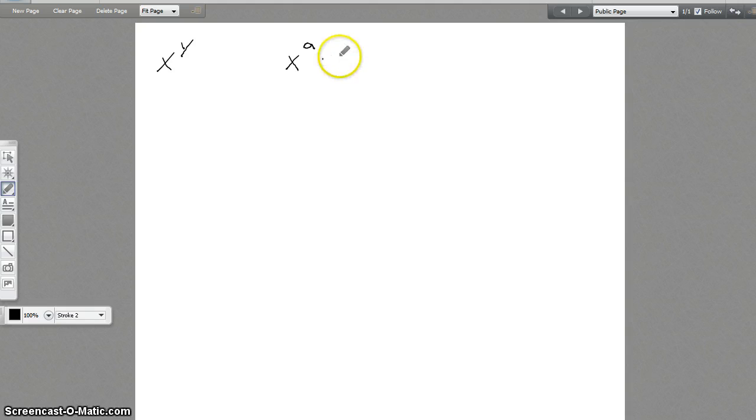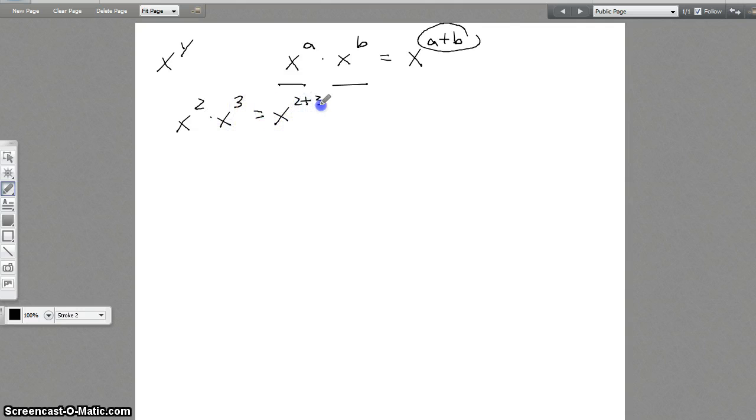If you have something like x to the y, then x is your base and y is your exponent. And if you have x to the a and you multiply it by x to the b, what you have is x to the a plus b. So if you multiply two numbers that have exponents, as long as the two numbers have the same base, then all you have to do is add the exponents. So if you have x squared times x cubed, that is going to be x to the 2 plus 3, which is x to the 5th.